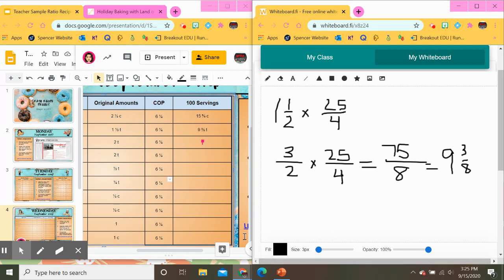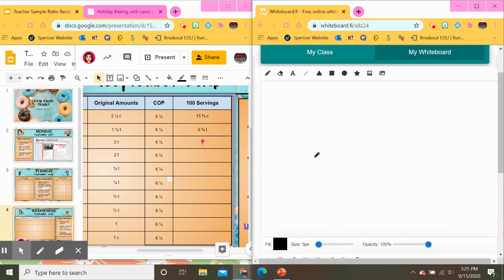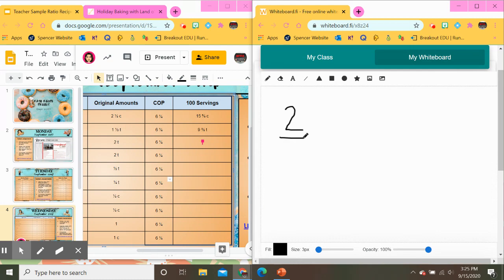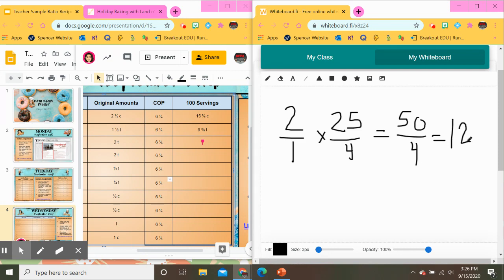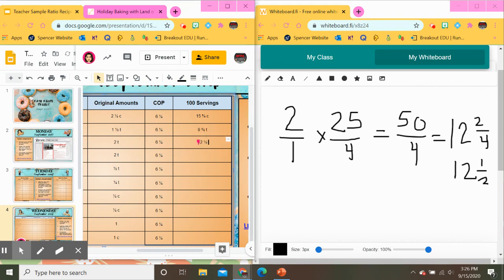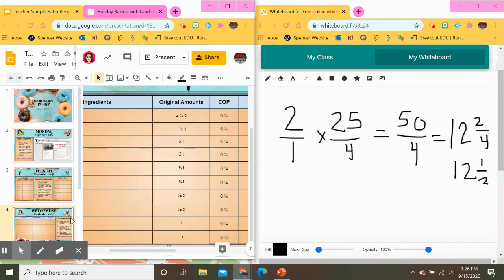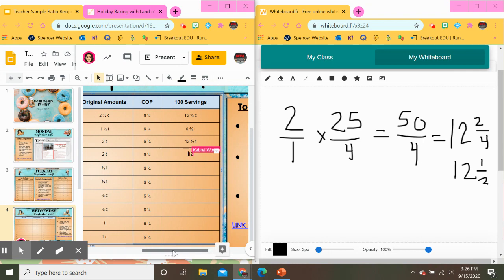And then the next one has a whole number of 2, and I'm going to multiply 2 times 6 1/4. So remember that 2 is going to be 2/1, and that 6 1/4 is going to be 25/4. And 2 times 25 is 50, and that would be 50/4. And 4 goes into 50, 4 times 12 is 48, so it goes in there 12 whole times. 48 to 50 is 2, so 2/4. Now we know that we can simplify that 2/4 to 1/2. So we can write it as 12 and 1/2. So let's go ahead and put 12 1/2 here. And the next one is also 12 1/2. And let's do one more.